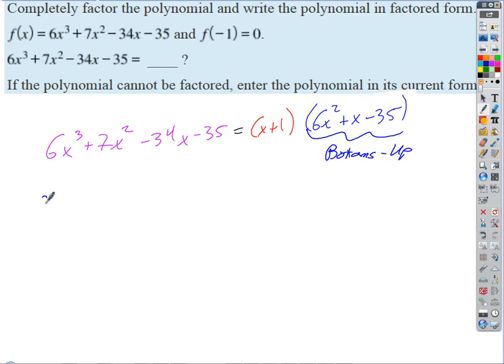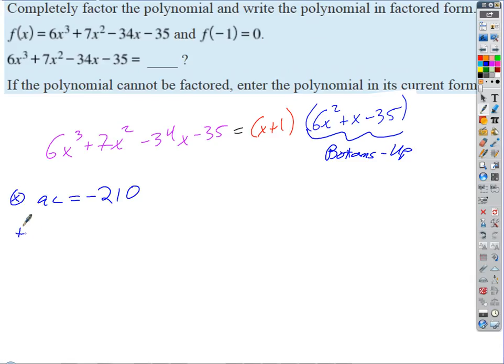So I've got to find numbers that multiply to AC. Well, what's A times C? 6 times negative 35. What's that going to be? What's 6 times 30? 180. 6 times 5 is 30. 180 plus 30 is 210. It's going to be negative 210. And it's negative, right? So we've got to multiply to negative 210, right, because they have to multiply to AC.